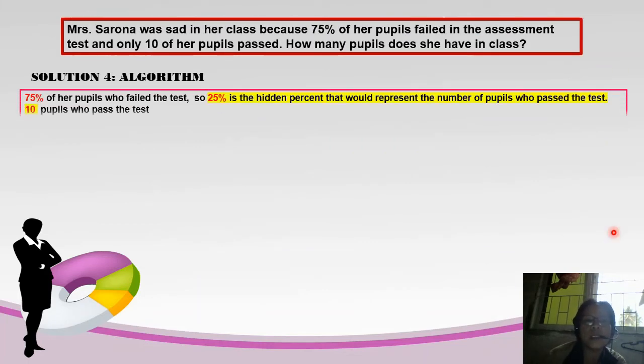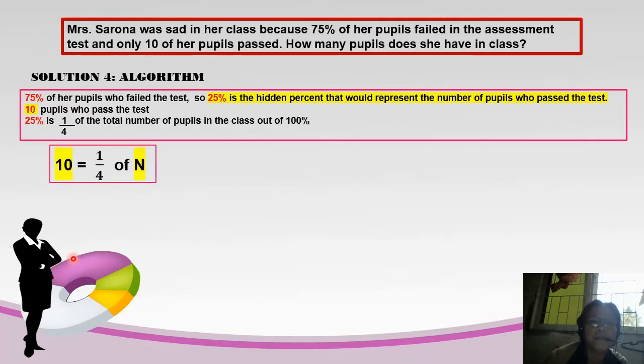Using another algorithm, let's have here 10 equals 1/4 of n using fraction. A while ago, we tried to present it using the algorithm by simply using decimal. And now we are going to employ fraction. So 25% is 1/4 of the total of pupils in the class out of 100. So instead of 25%, we make use of 1/4. Now let's try to find out the value of n.